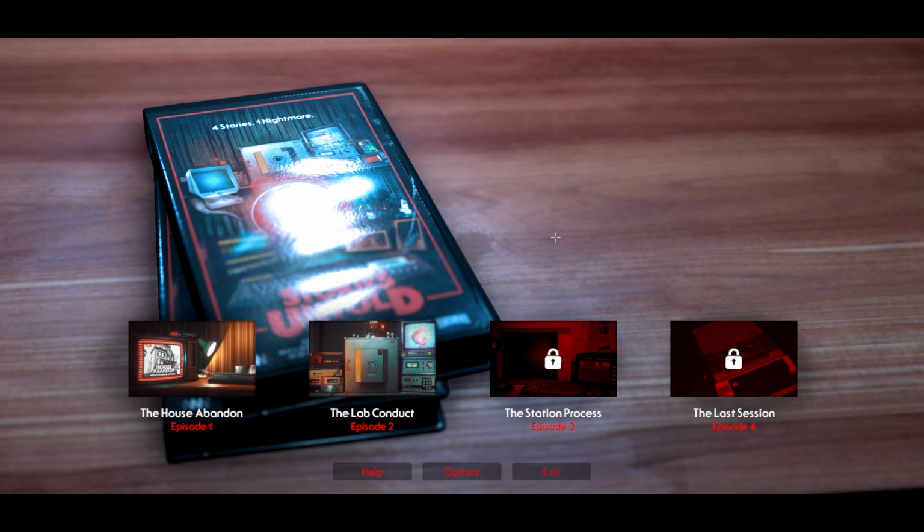We're going to jump into the Lab Conduct, episode 2. The House Abandoned was text-based. I would assume this whole game will kind of go along those lines. But overall, really enjoying this so far. It's very different from other games that you might see, like first-person style, walking simulator style games. But let's go ahead and see what the Lab Conduct has for us, jumping into episode 2.